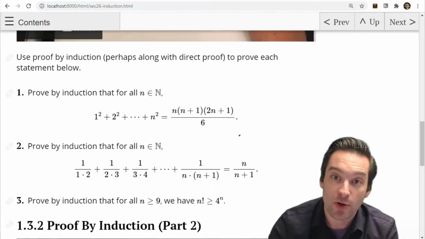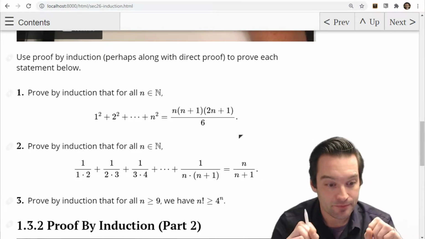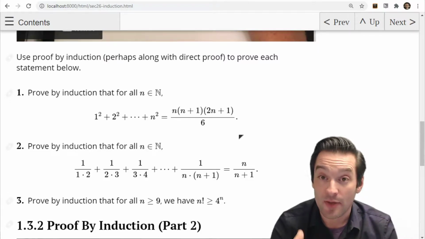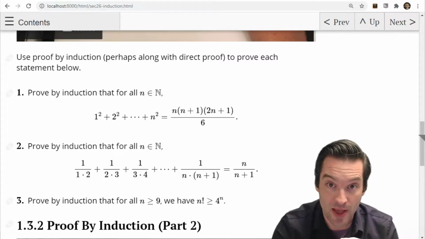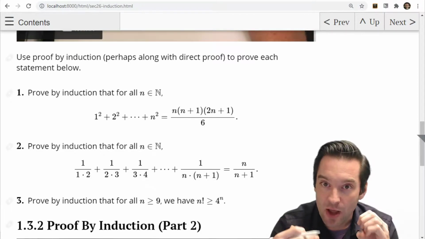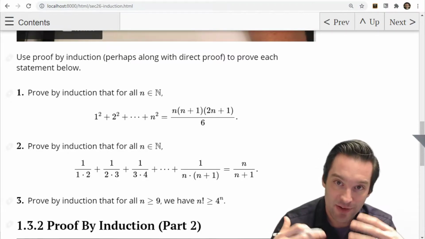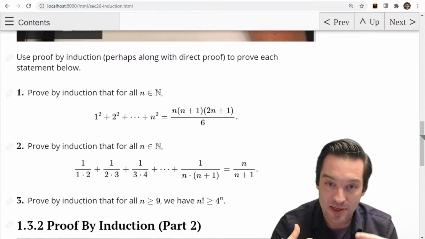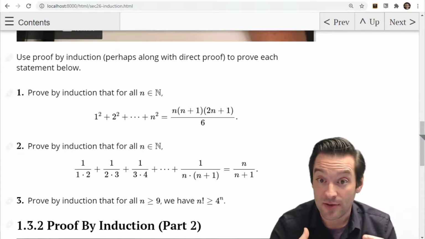So let's look at a couple more examples together. I'm going to be a little bit quicker on the details on this than on our first example, because it's very easy in some of these examples to get lost in the algebra and the particulars of the manipulations that you need to establish the inductive case is true.